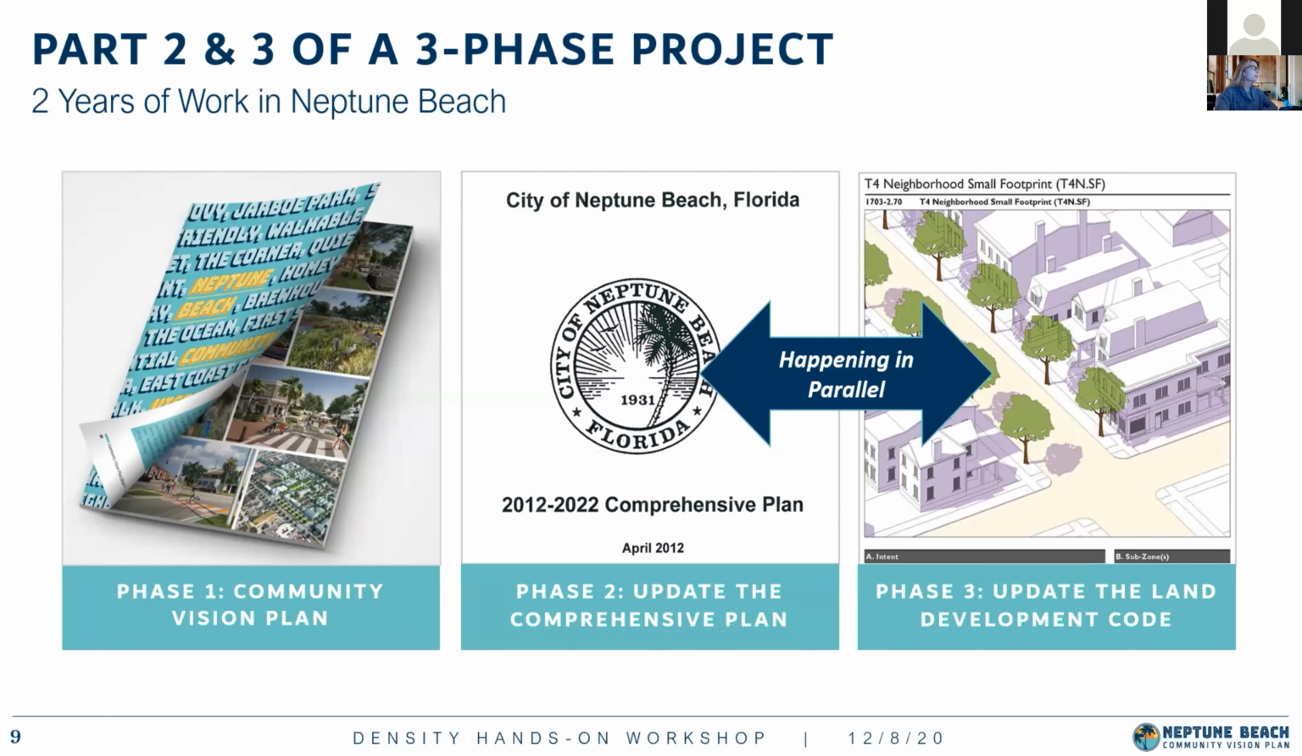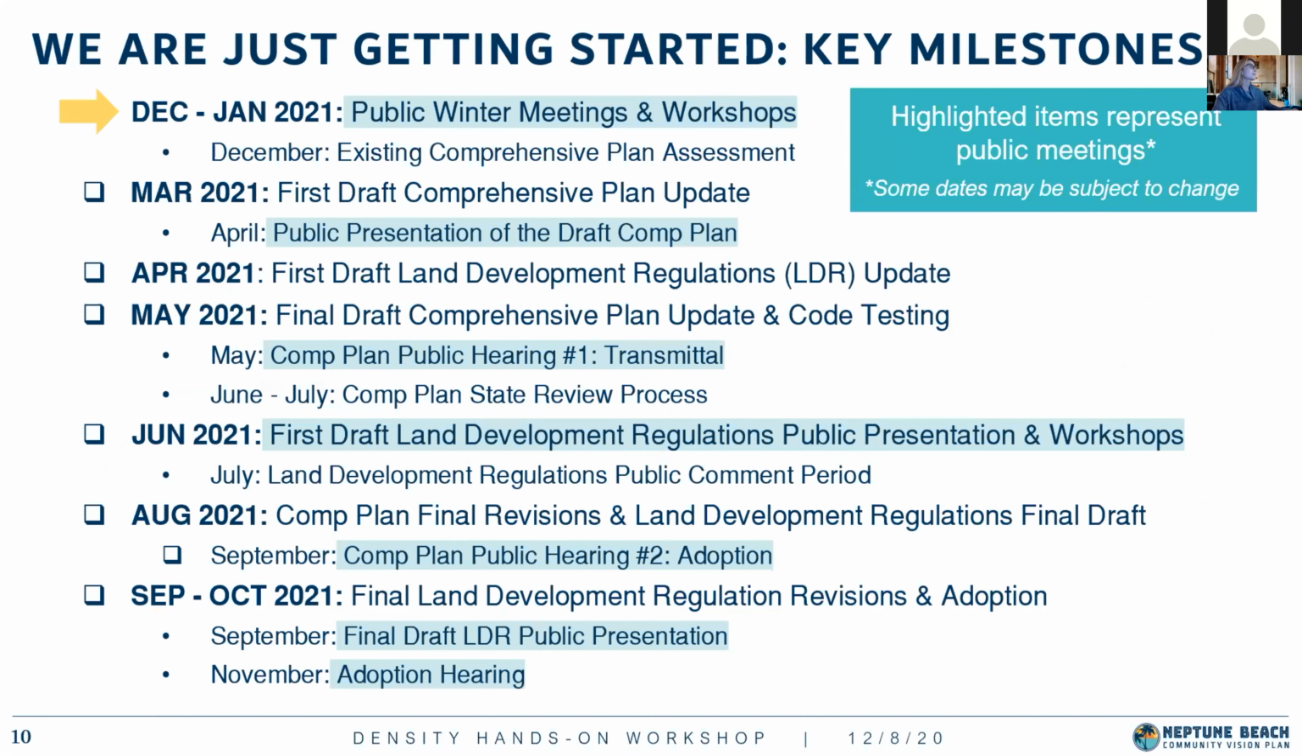Like I mentioned, this is phases 2 and 3 of a 3-phase process. We began with the community vision plan, which is just now wrapping up, but we're also starting up our work on the comprehensive plan and updating the zoning code and land development regulations. 2 phases which will be happening concurrently. So I don't expect you to read all of this, but just to reiterate that we're just getting started with phases 2 and 3. And the first step is having these winter meetings and workshops to do a little bit of education about what these different things mean.